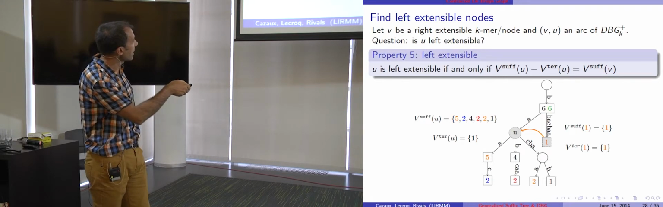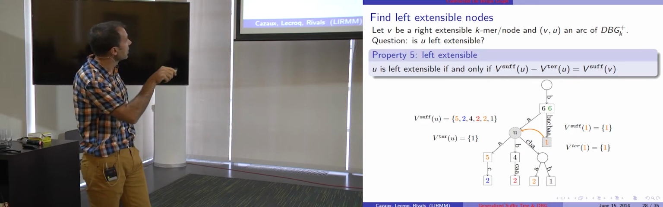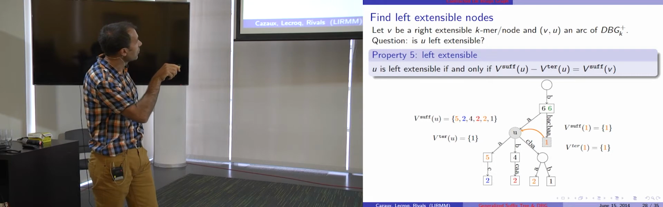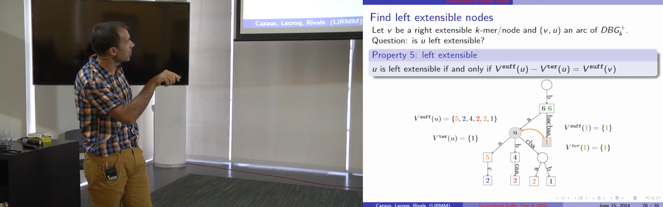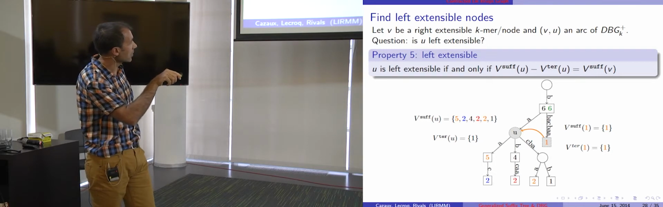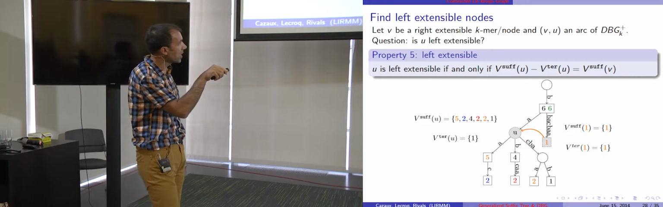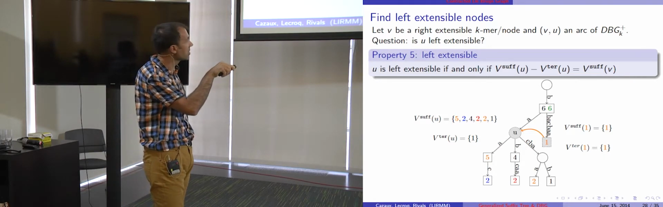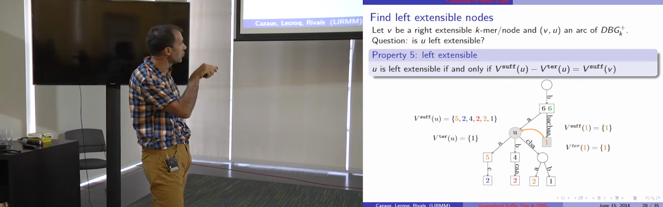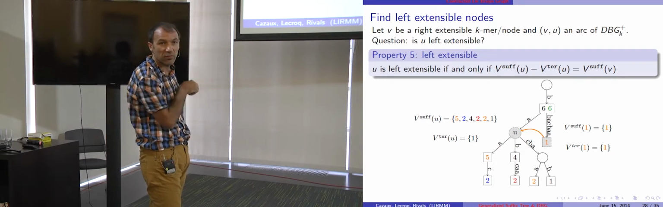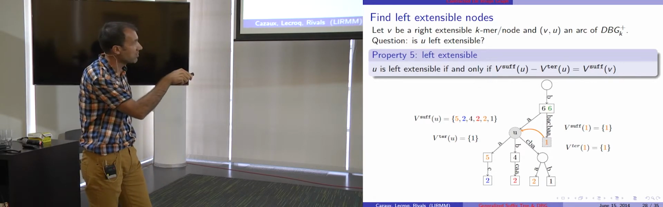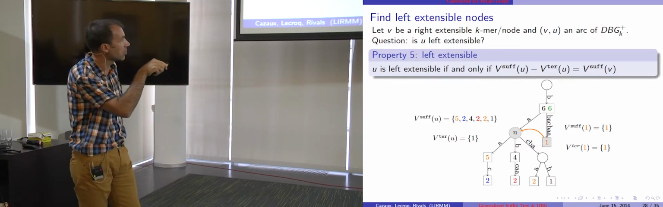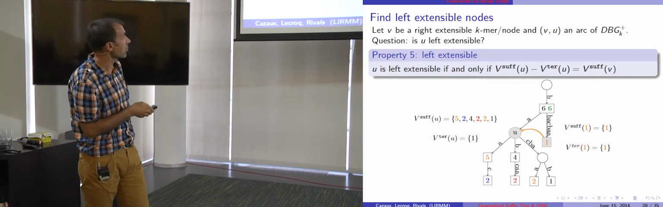So in this example, it's not the case because V suff of U minus V ter of U is not equal to V suff of V, which is only 1. Okay, it's only the 1 orange here. The 1 orange explains why the 2 orange is here, but it does not explain why the 2 red, 2 blue, 4 black, and 5 orange are here. So all those extensions are not explained by this node, and therefore this node would not be left extensible.